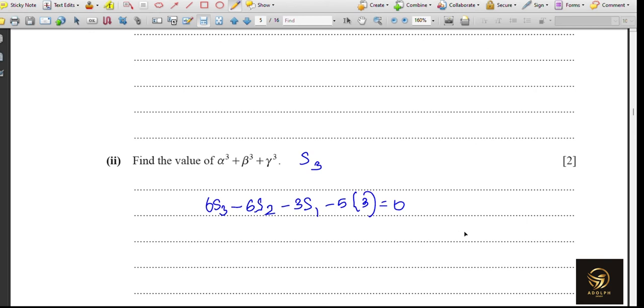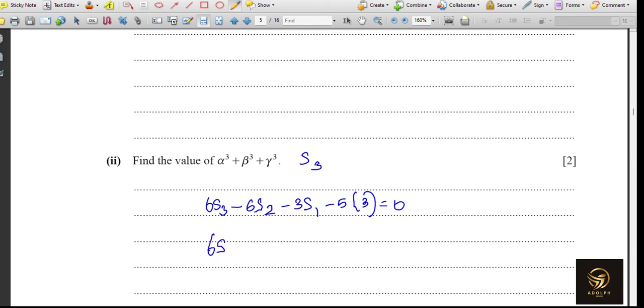If it's s3, we have to multiply by 3, and if you are doing it for s2, then the constant should be multiplied by 2. If you are finding s4, you have to multiply the constant by 4. So just keep this idea in your mind and proceed.